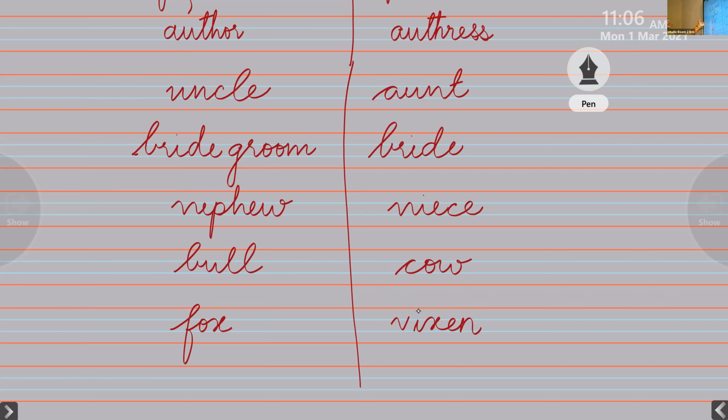Whichever way the question is asked, you will be asked the feminine gender for a masculine word, or you'll be asked the masculine gender. So you should be knowing both the ways, that is vice versa. If it is bride, you should be able to answer it is bridegroom, or you can write groom. Niece, it is nephew. Cow, bull. Vixen, it is fox, or vice versa. So you should be knowing the masculine as well as the feminine gender thoroughly.